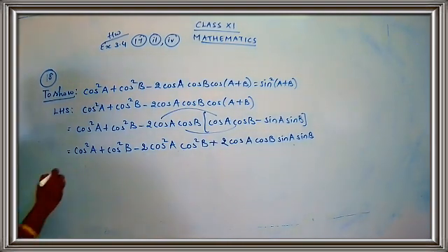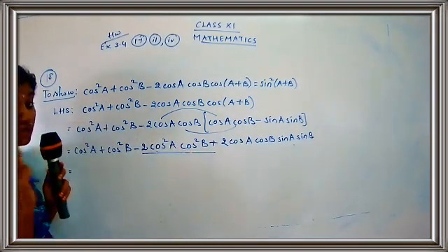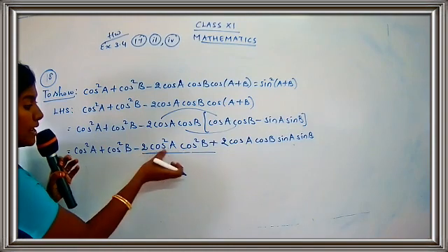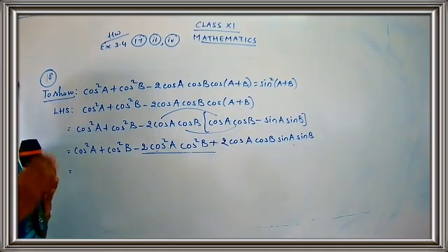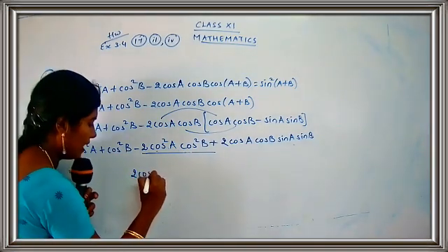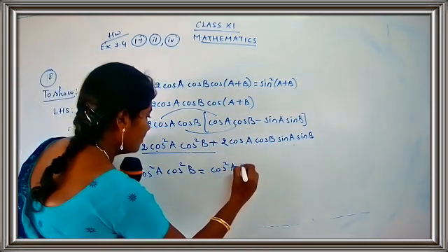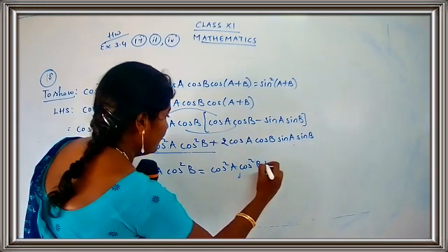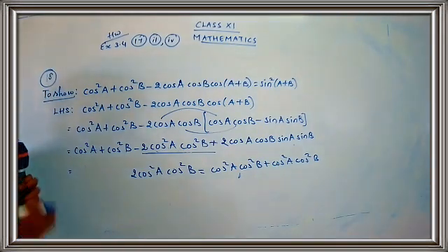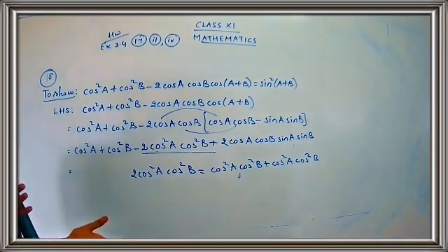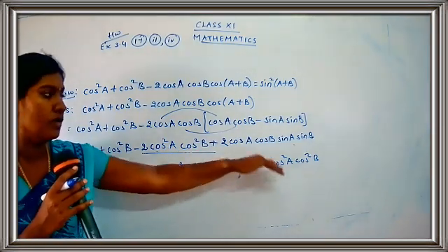Now listen over here. Now here this is 2 cos square A cos square B. That means how many cos square A cos square B terms are there? 2 cos square A cos square B terms are present. So 2 cos square A cos square B can be written as cos square A cos square B plus cos square A cos square B. Okay, so we can split this term.